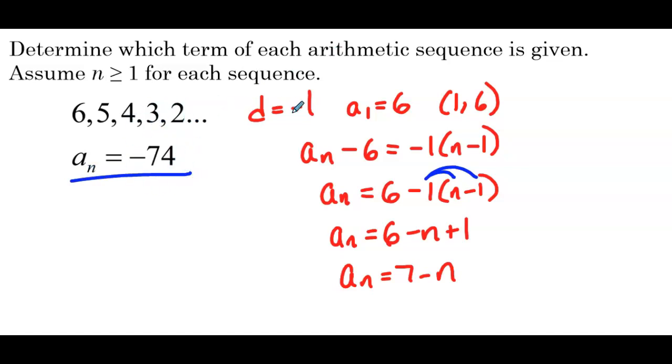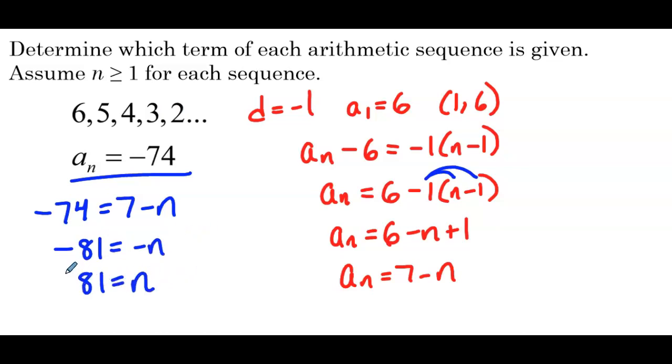Somewhere along the line in this list of values, we're going to get negative 74. So we're going to set our explicit formula equal to negative 74, right? A sub n, a sub n. So negative 74 equals 7 minus n. So we can subtract 7 from both sides. So that's negative 81 equals negative n. And we get 81 equals n. So negative 74 is the 81st term.